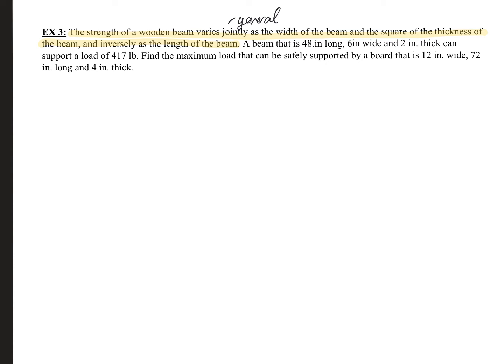Okay, so let's go ahead and see if we can create a general equation. First off, what are we doing? So here's the word varies. I'm going to look for that word varies because that's where my equal sign will start. And we're talking about the strength of a wooden beam. So let's go ahead and translate that into a variable. So let S equal strength of a wooden beam.